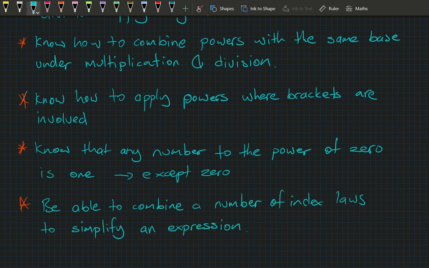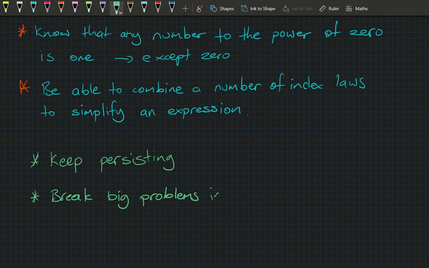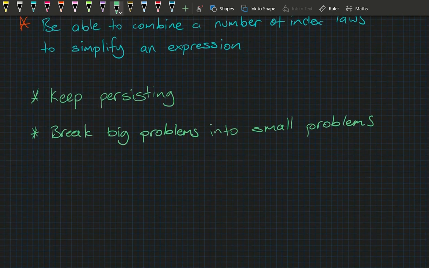Just before we wrap up or move on to the challenge, we saw that combining the laws can be grounds for confusion, but with persistence, you'll be able to master that. By breaking down all of the problems into little steps, you'll be able to conquer them one by one. But also make sure that you note down all of the laws for your reference material. But don't just write them down without making sure you understand why each law is true.